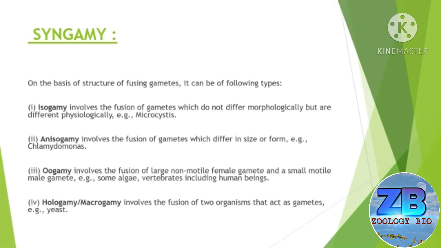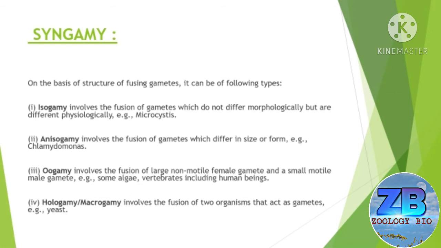The first one is isogamy, which involves the fusion of gametes which do not differ morphologically but are different physiologically. An example is microcystis. The second one is anisogamy, which involves the fusion of gametes which differ in size or form. An example is chlamydomonas. The third one is oogamy, which involves the fusion of a large non-motile female gamete and a small motile male gamete. Examples are some algae and vertebrates including human beings.